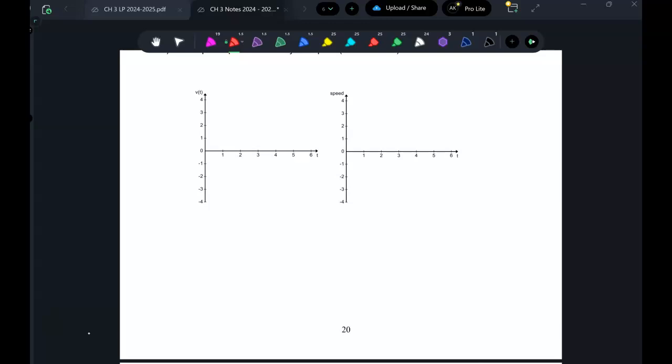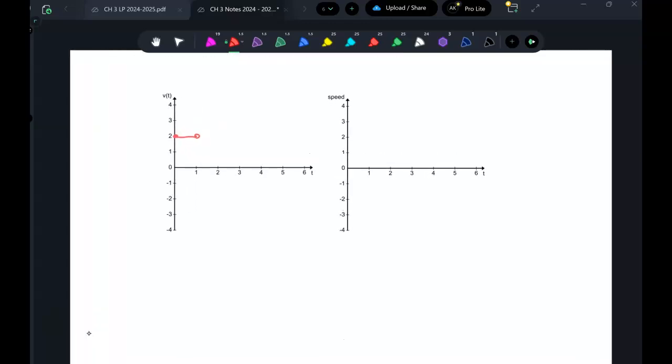From 0 to 1, we have a slope of 2, so I have a horizontal line here. From 1 to 2, it's at 0. From 2 to 3, it has a negative 4 slope. Oh, 1 to 2 is 0, yeah. And then we have another horizontal from 3 to 5. And from 5 to 6, it has a slope of negative 2.